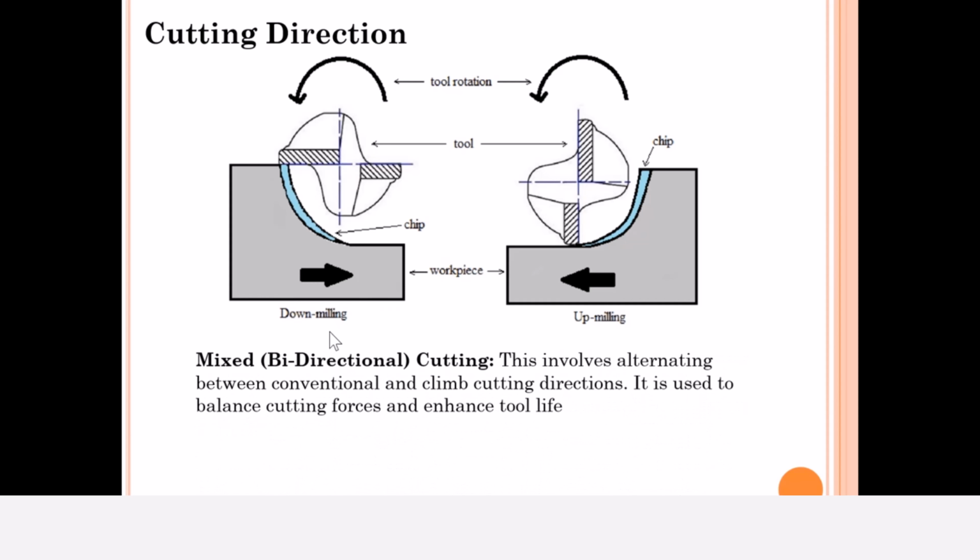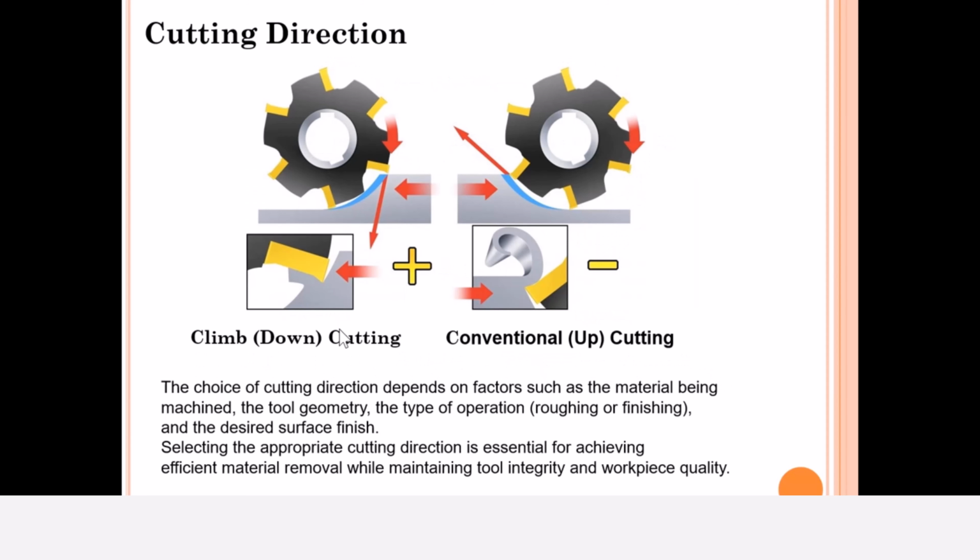It's also possible to use bidirectional cutting. This involves alternating between the conventional and the clamp cutting direction. It is used to balance cutting force and enhance tool life. Okay, so you can also see here that this is my maximum cutting force and chip thickness, and then we turn to here, minimum to maximum, and this turns to maximum to minimum.